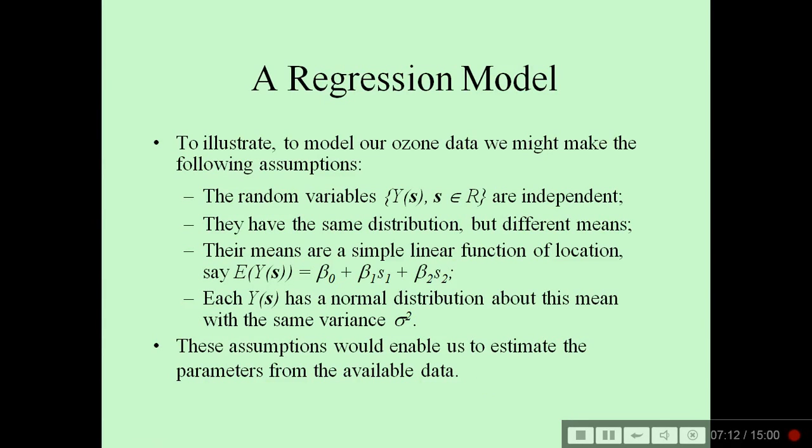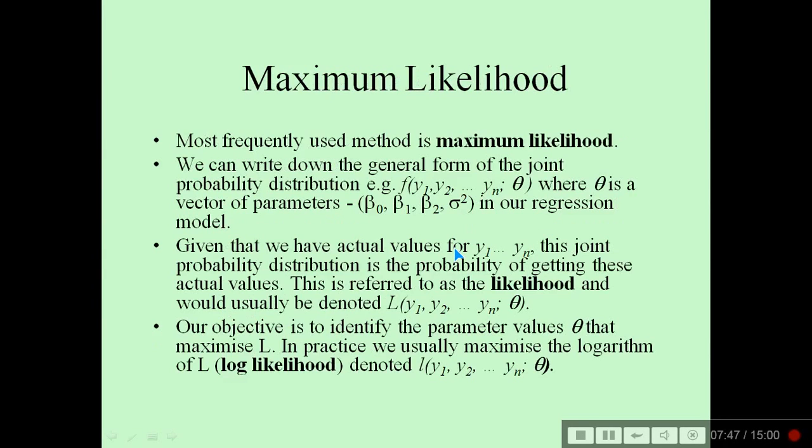So taking a regression model to illustrate, to model our ozone data, we might make the following assumption: random variables Y_s, s belongs to R, are independent, they have the same distribution but different means. Their means are a simple linear function of location, say E(Y_s) = β0 + β1 s1 + β2 s2, as we have taken s1, s2 and so on. And each Y_s has a normal distribution about this mean with the same variance, say, sigma square. These assumptions would enable us to estimate the parameters from the available data.